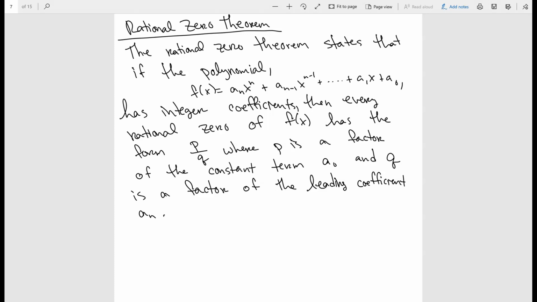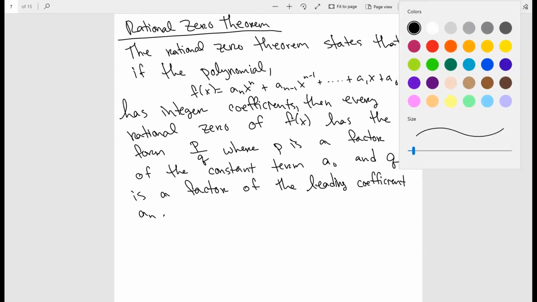So this is going to be the last theorem so that we can put polynomial functions a little bit to rest. This is what we call the rational zero theorem. It states that if a polynomial, which we've seen many different times, has integer coefficients, just numbers that are positive and negative whole numbers, then every rational zero of f of x has the form p over q, where p is a factor of the constant term a sub zero, and q is a factor of the leading coefficient a sub n.